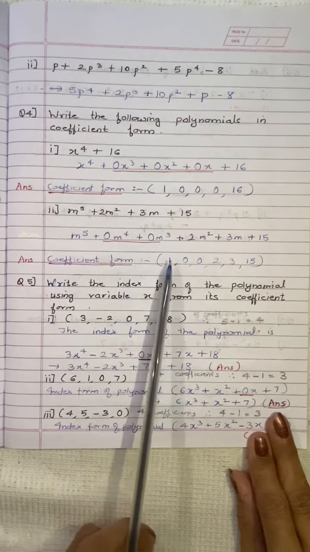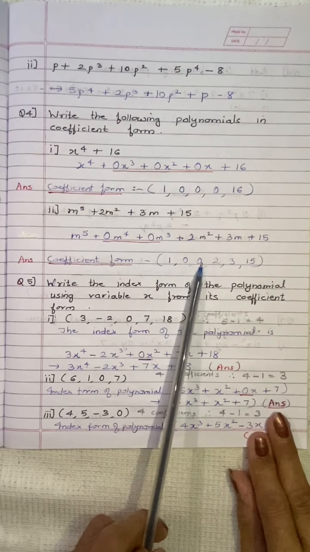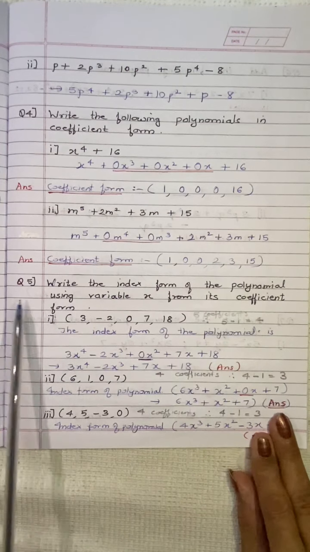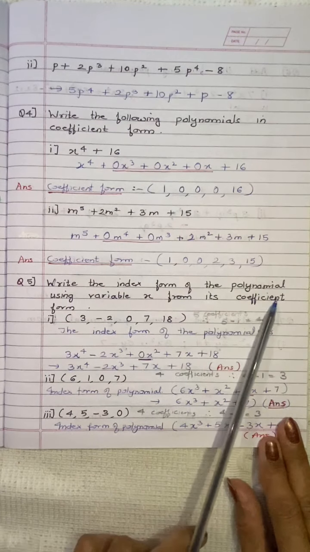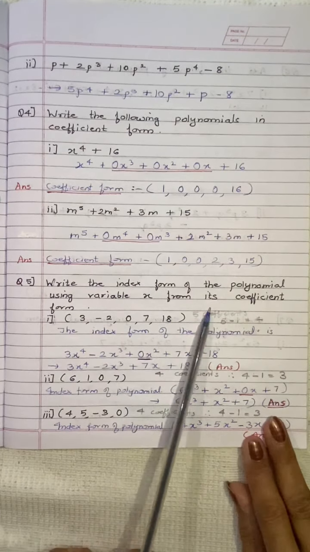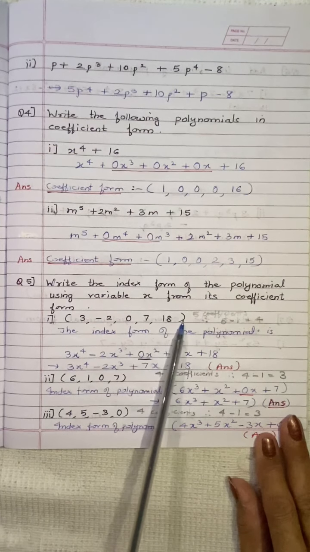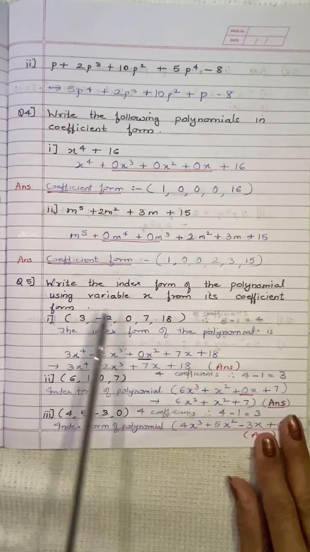So coefficient form will be 1, 0, 0, 2, 3 and 15. Question 5: write the index form of the polynomial using variable x from its coefficient form. Now these are the coefficient forms given to us and we have to change them into an expression.